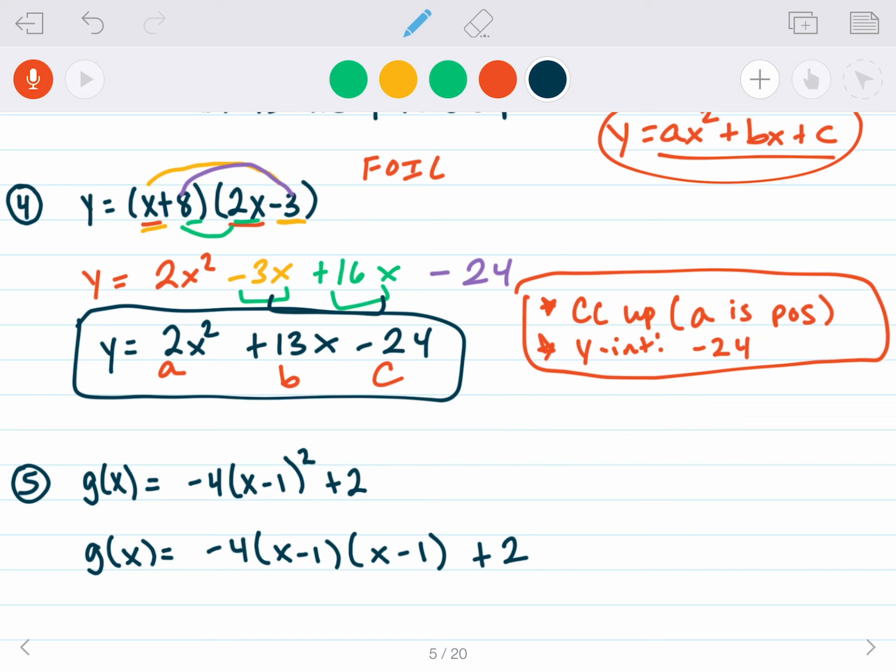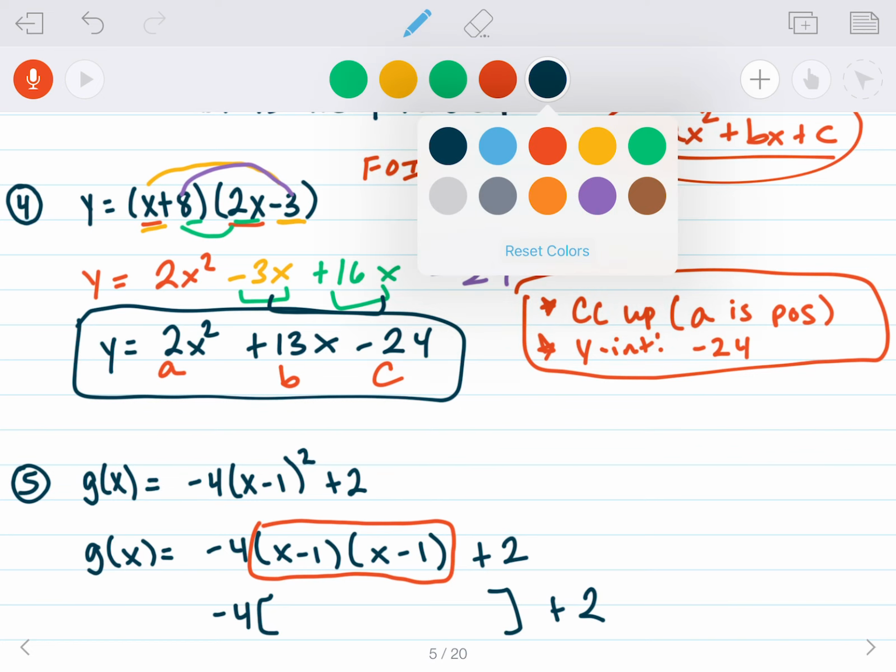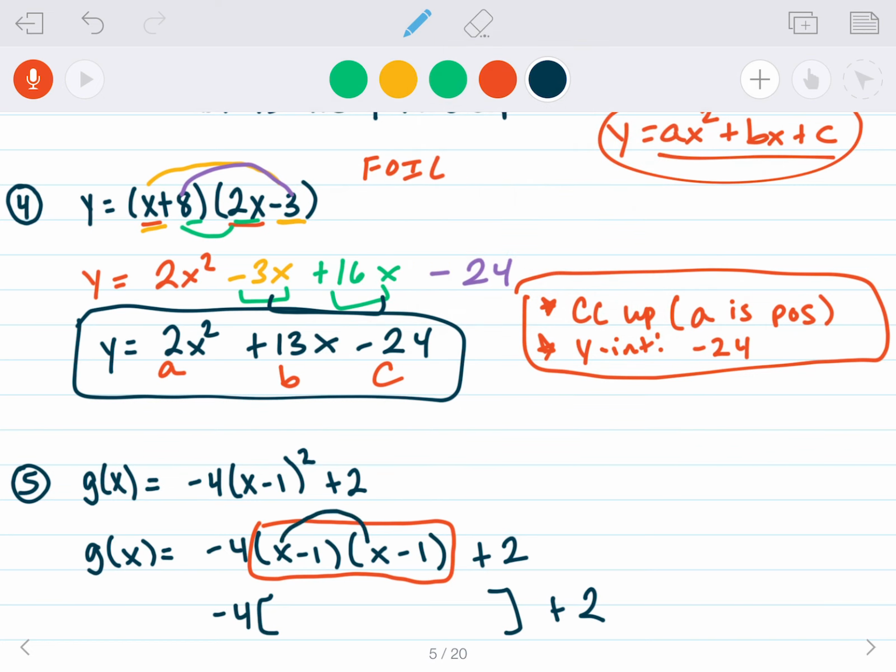And at this point, we can FOIL these things right here, because this is an understood multiplication sign, and we can just leave that negative 4 on the outside for now, and the plus 2 on the outside for now. All right, so let's go ahead and FOIL the x minus 1 times x minus 1. So FOIL, we have first is x times x, which is x squared.